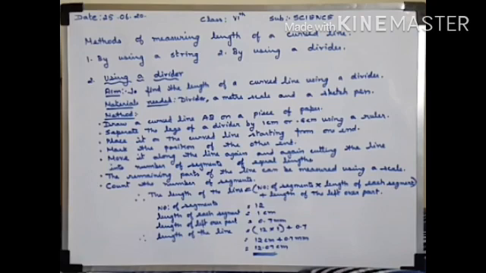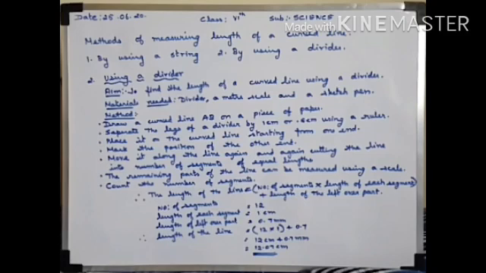The remaining part of the line can be measured by using a scale. Now we have to count the number of segments. Now how to find out the length of the curved line? The formula is: the length of the line is equal to the number of segments times the length of each segment, plus the length of the leftover part.